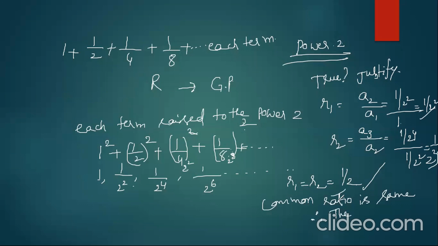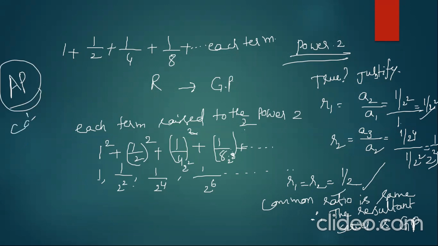Therefore, the resultant series is GP. So whenever they ask whether a series is in AP or not, you go for the common difference. For GP, you go for the common ratio. If these two points are clear, then you can do any kind of question very easily. Understood? Let us go for one more question.